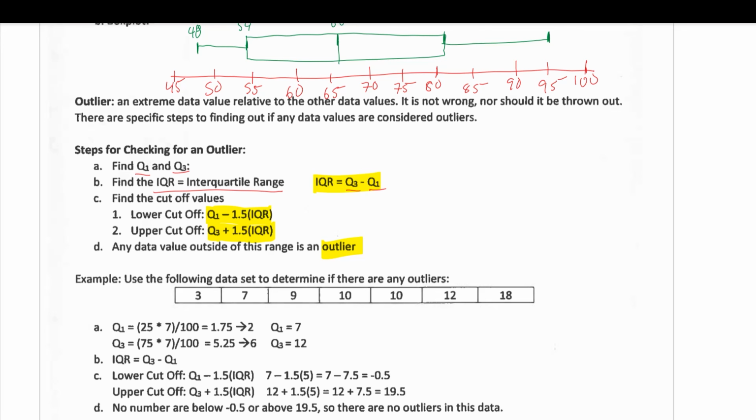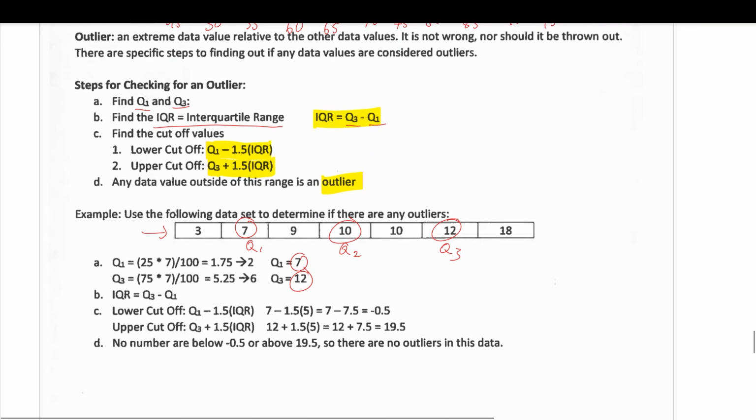Okay, so use the following data set to determine if there are any outliers. Again, you want to have your data sorted, which it is, from least to greatest. The second quartile should be that one, right? And the first quartile should be the median of the first part. It looks like it's just that. And the third quartile is the median of the second half. There's only 3 values, so it should be that one. I didn't have to do any math to find those values. Now the interquartile range, you just take the difference there.